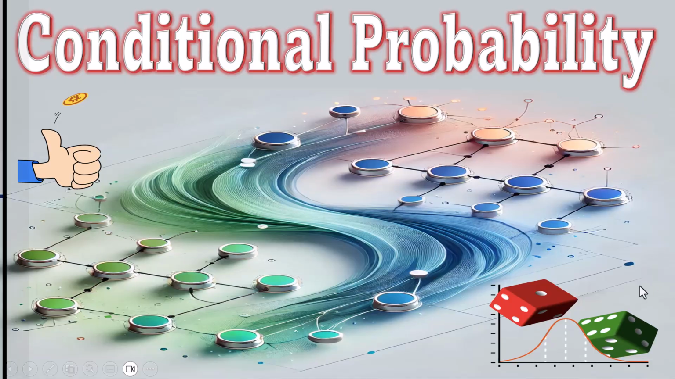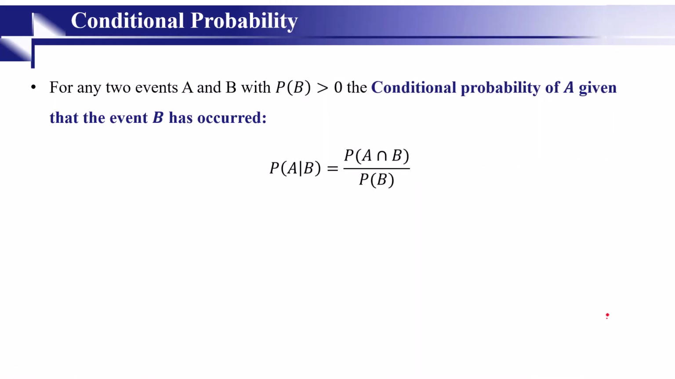Let's get started. Conditional probability is the probability of one event happening given that another event has already occurred. Think of it like this. If it's raining outside, what's the chance you'll grab an umbrella? That is the probability of A given that B has already occurred. That given part changes the odds.